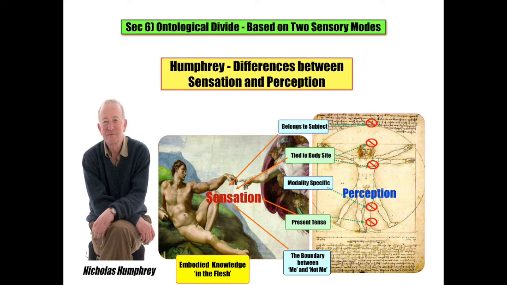Sensations are modality specific, meaning that they are always experienced as a sight, sound, touch, taste, or smell. Sensations exist always and only in the present tense. And finally, taken all together, these characteristics mean that sensation marks a boundary between me and not me. It tells us what's happening to me rather than what's happening in the environment. So sensation and perception provide two completely separate and distinct channels from the environment to the brain.